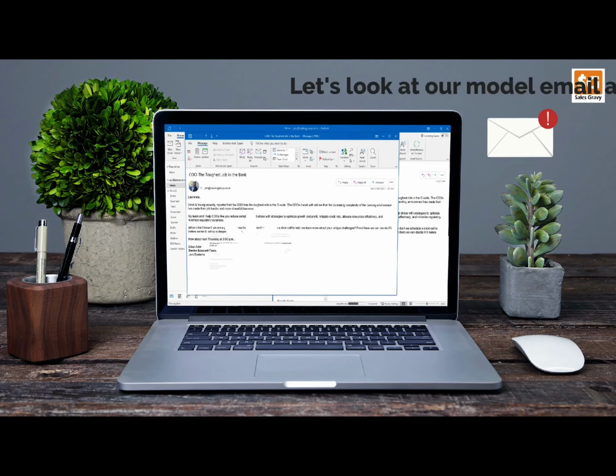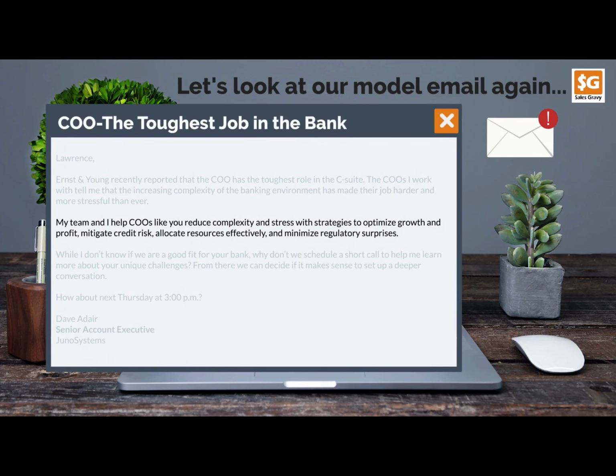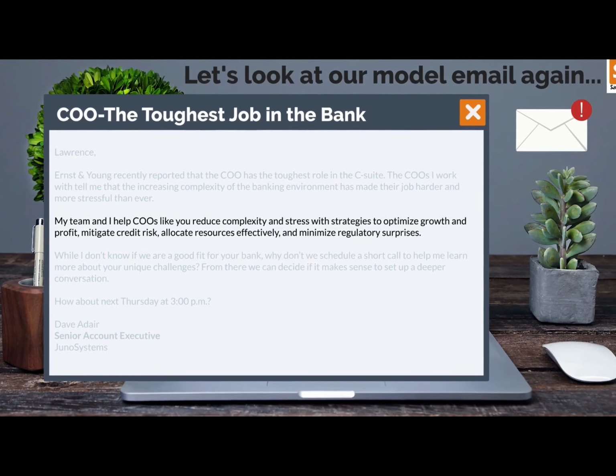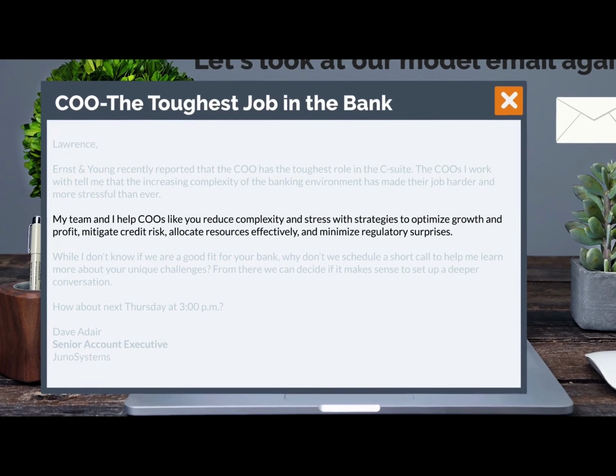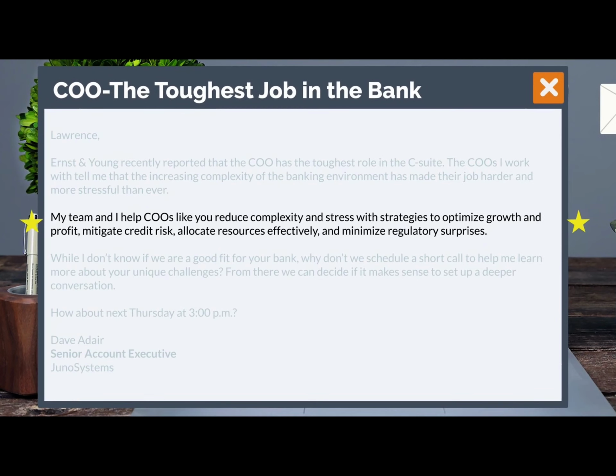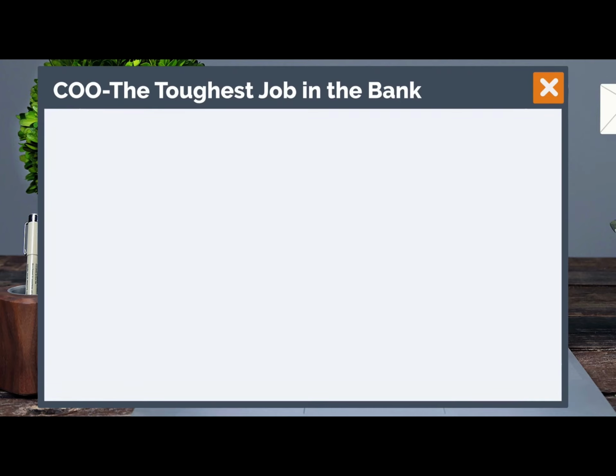Dave, on the other hand, ties his subject line, opening sentence, and relate statement together with a bridge that connects the dots between Lawrence's perceived issue, stress, and solutions that reduce stress. He answers Lawrence's "what's in it for me" question. Most importantly, he speaks Lawrence's language, the language of COOs: growth, profit, risk, allocate resources, minimize surprises. By speaking Lawrence's language, he continues to relate and demonstrate that he gets him and his problems.